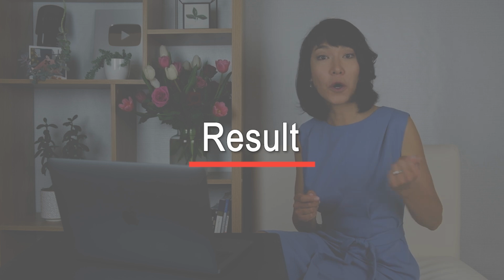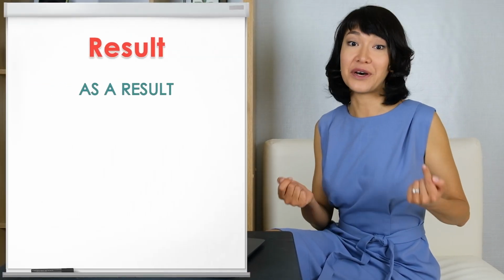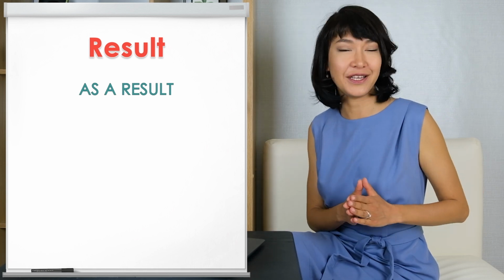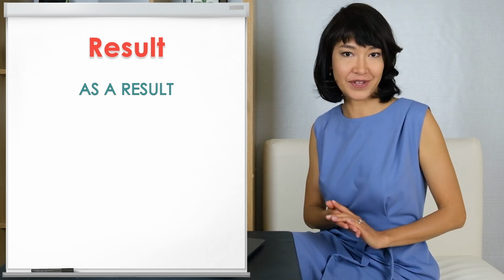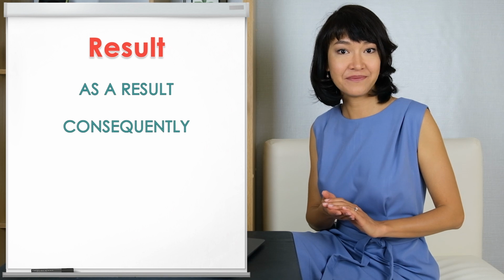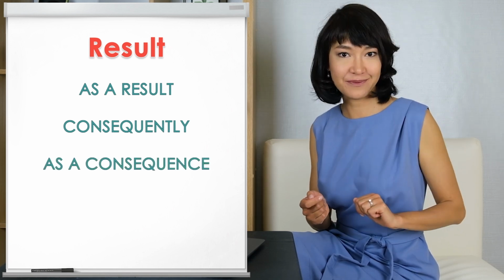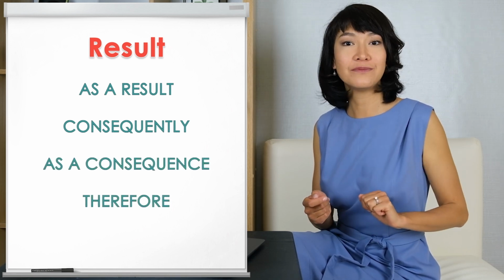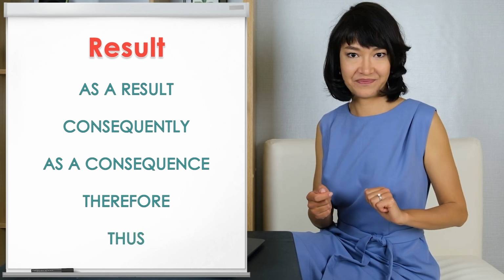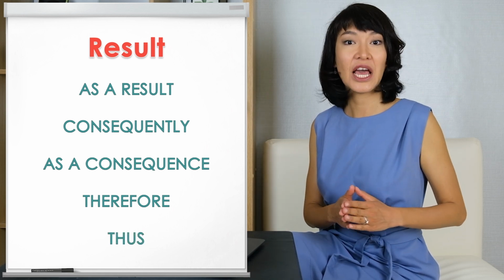Next, I'd like to share important linking words that either show the result or consequence of something or explain the cause. Let's take consequences first. One good way to show this connection is to use as a result. But there are some other ways too. Here are some of them. Consequently, as a consequence, therefore, or thus. Here is an example.